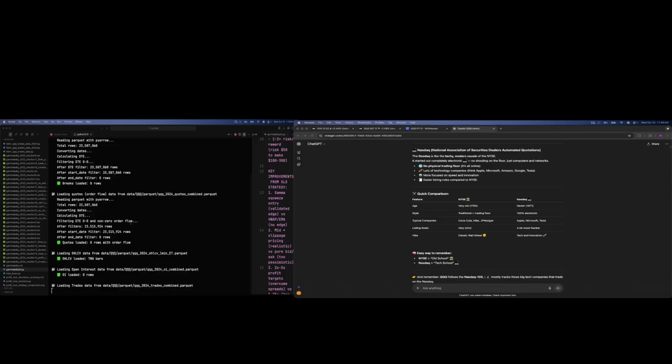Oh, bet. Did we load? Nah, loading up the data. And again, that is the longest part. Let me definitely zoom in.